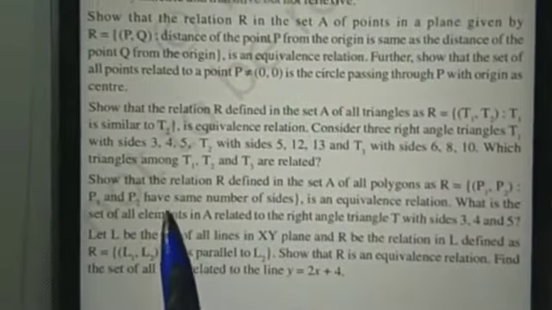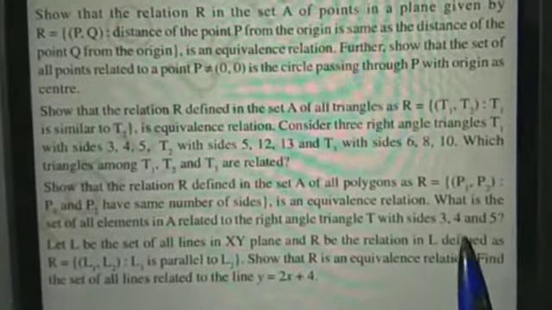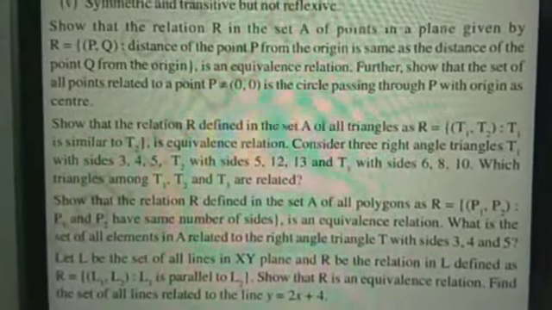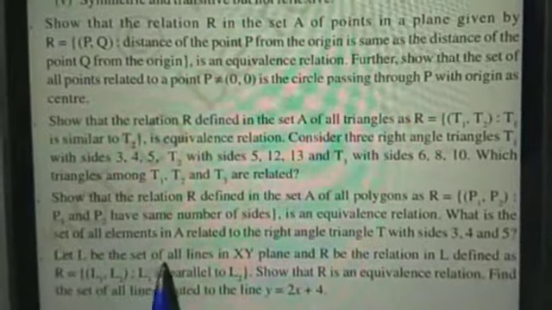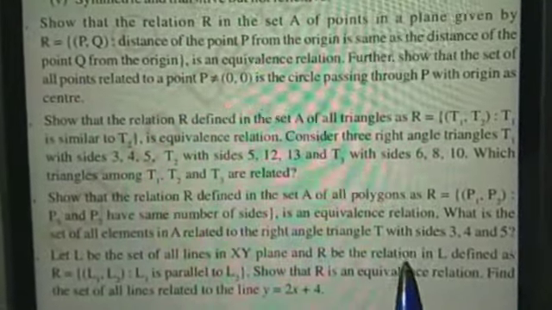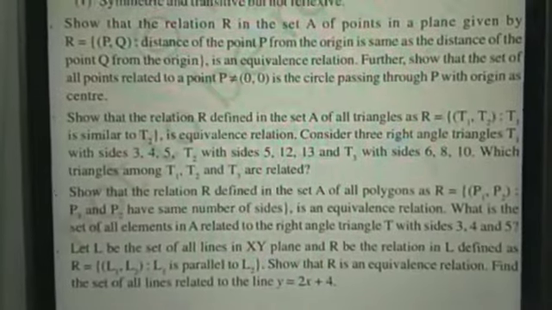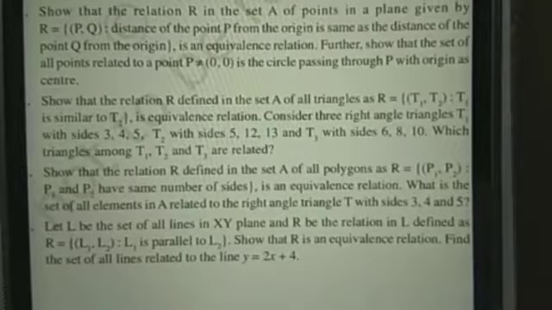The number of sides is the criterion of the relation, not the length of the sides. So here 3, 4, 5, the lengths of the three sides of a triangle, have nothing to do with the relation. It is only to make you confused, so don't get confused. Every triangle has three sides, so the set of all elements A related to the triangle must be the whole set of triangles, because each and every triangle has three sides. Hope you have understood well.